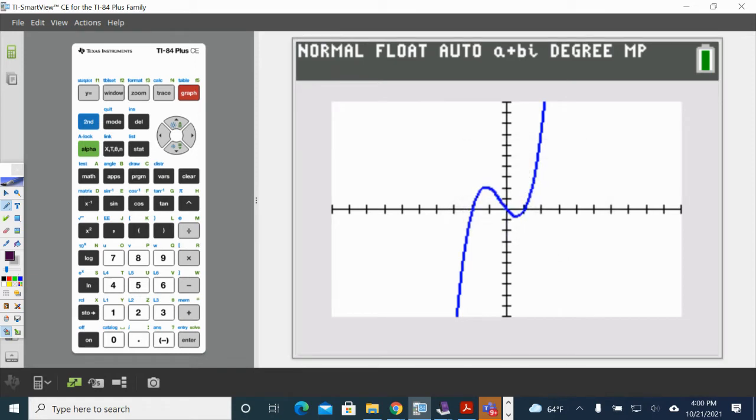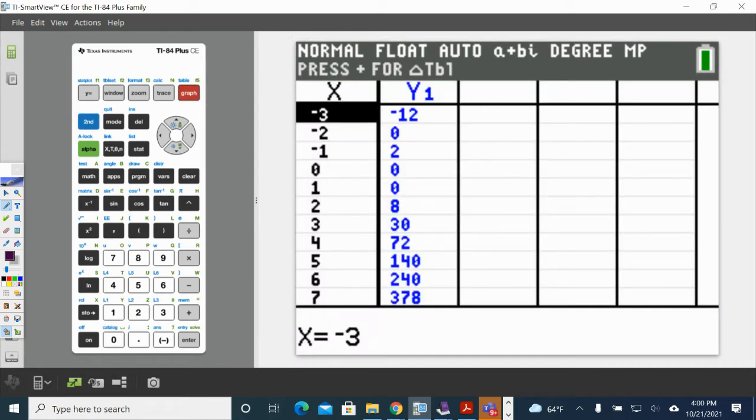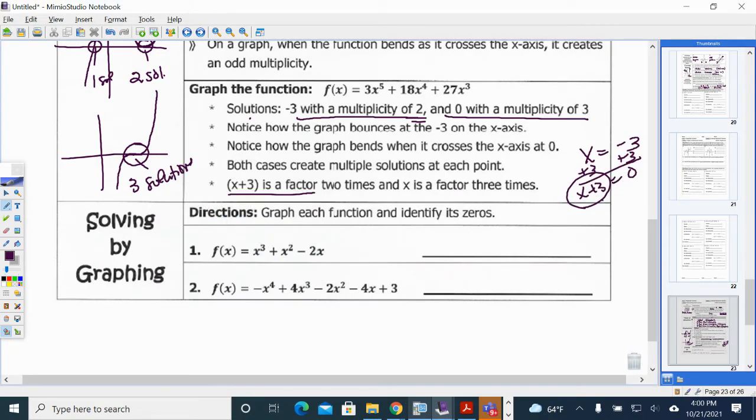Looks like -2, 0, and 1, and I'm going to double check my table of ordered pairs. At -2, yes, there's a 0. At 0, there's a 0 in the y, and at 1, there's a 0. So my solutions for this first one are -2, 0, and 1. I was looking for 3 solutions. I found 3 solutions. All of them are accounted for.